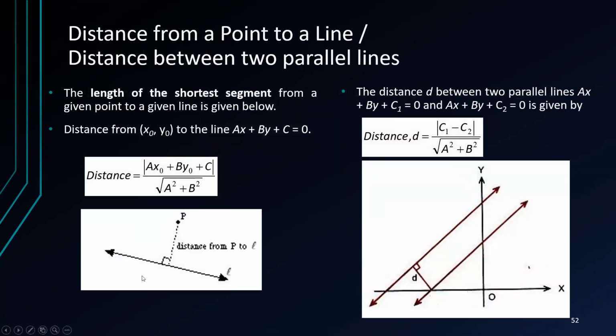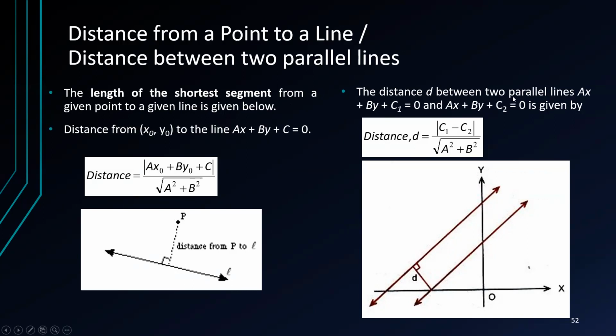Distance from a point and also distance between two parallel lines. So dito muna tayo sa distance from a point. The length of the shortest segment from a given point to a given line is given below. Ito yung line, ito yung point. Ano yung distance niya? Yung shortest. Distance from x sub o, y sub o to the line ax plus by plus c is equal to 0. So distance ito is the absolute value of a x sub o plus b times y sub o plus c over the square root of a squared plus b squared. Absolute value yan yung may ganyang symbol.